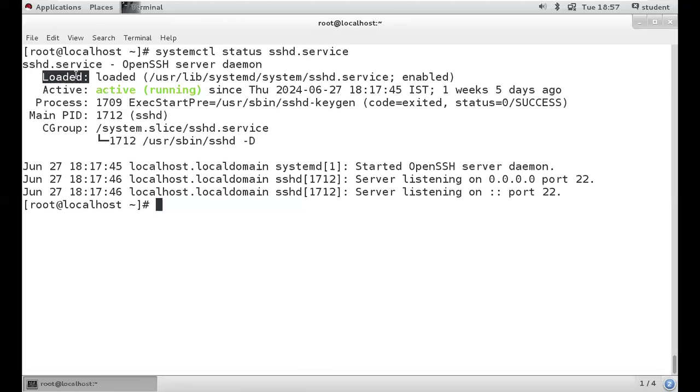Loaded means the unit configuration file has been loaded. If you observe, we have enabled. It is going to start along with the boot time. Even if you reboot the operating system, this sshd service is going to start automatically along with the operating system because the service got enabled.